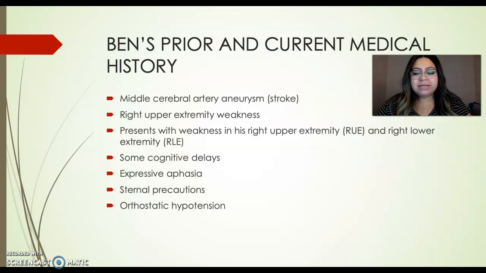Prior and current medical history include a middle cerebral artery aneurysm, also known as a stroke. Because of that, he is experiencing some right upper extremity weakness. Also included in that is his right lower extremity weakness. He is experiencing some cognitive delays, and he also has some expressive aphasia.